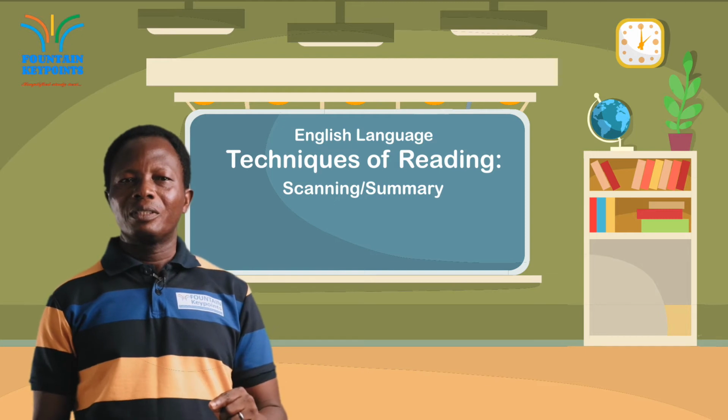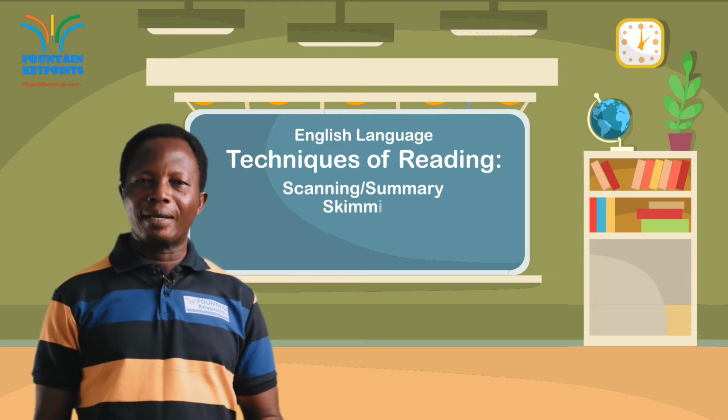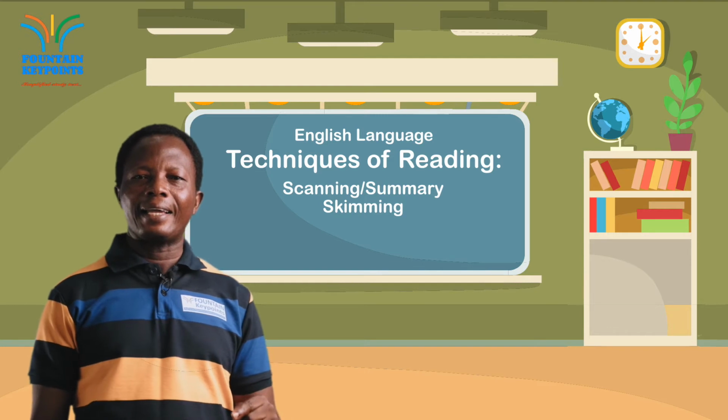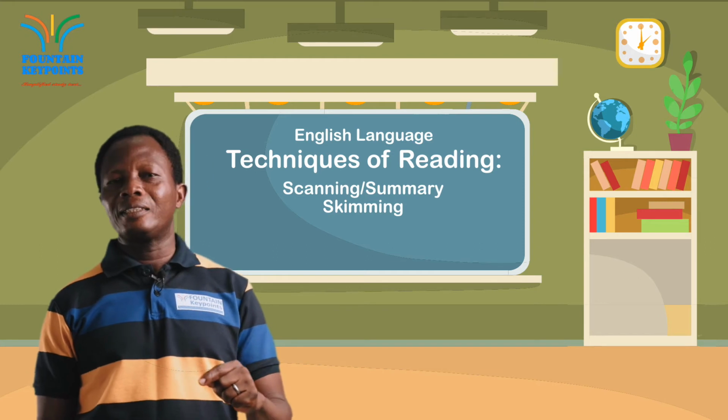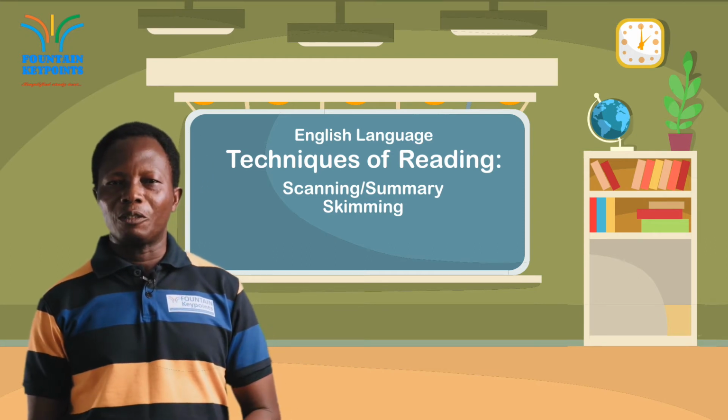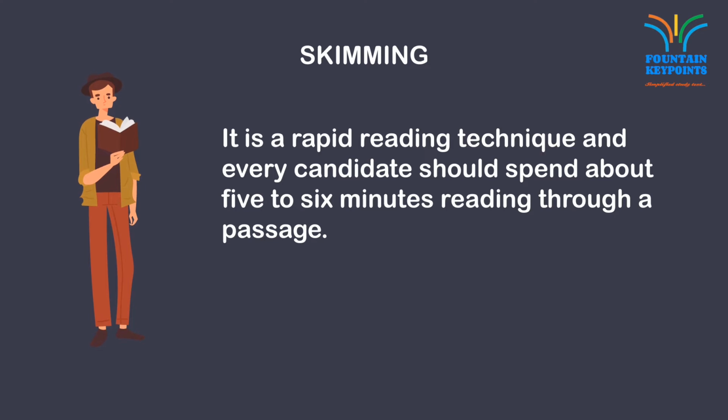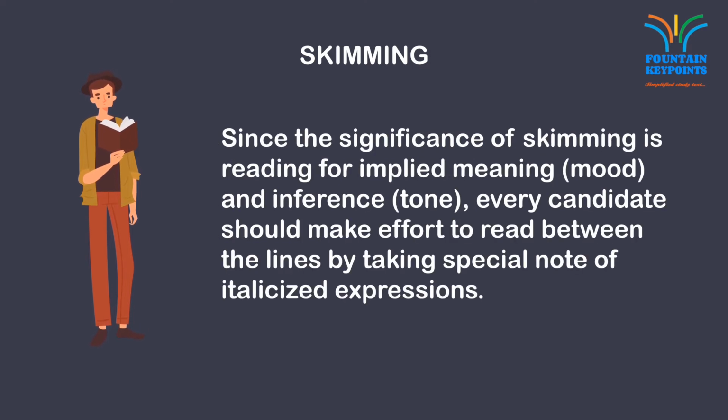The second reading technique is called skimming. It is spelled SKIMMING. Do not confuse this with SCHEMING. What is skimming? It is a rapid reading technique, and every candidate should spend about 5 to 6 minutes reading through a passage. Since the significance of skimming is reading for implied meaning, which is mood, and inference, which is tone, every candidate should make effort to read between the lines by taking special note of italicized expressions.